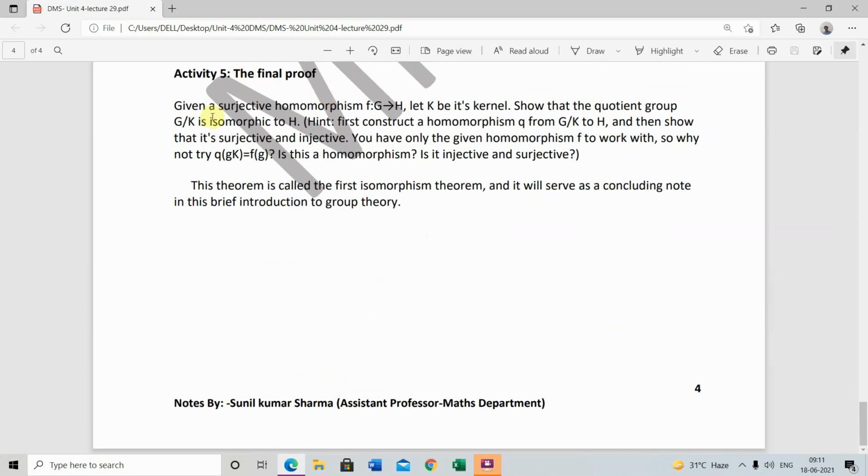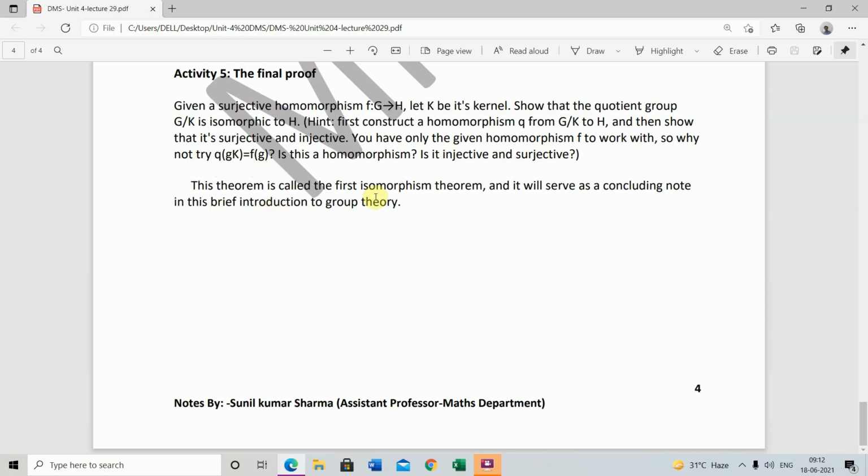Activity 5, the final proof. Given a surjective homomorphism f from G to H, let K be its kernel, so that the quotient group G upon K is isomorphic to H. Hint: first construct a homomorphism Q from G upon K to H, and then show that it's surjective and injective. You have only the given homomorphism f to work with, so why not try Q(gK) equals f(g). This homomorphism is injective and surjective.